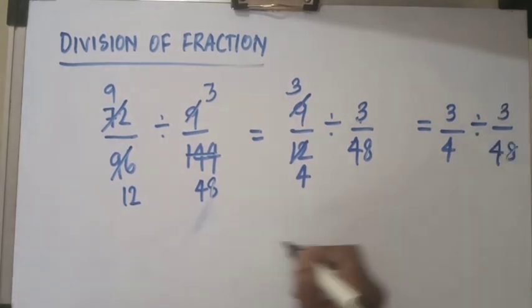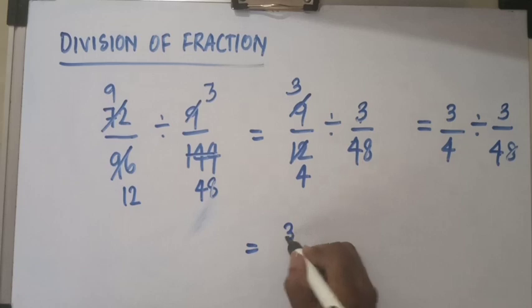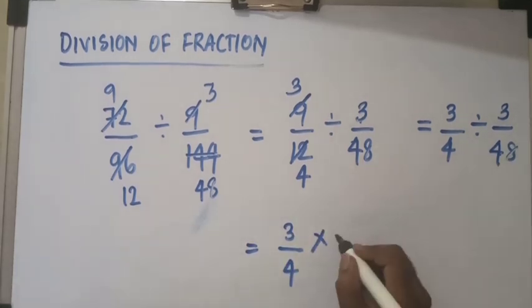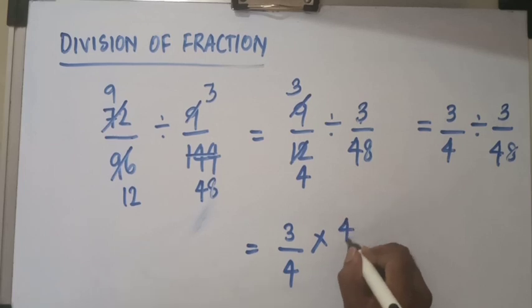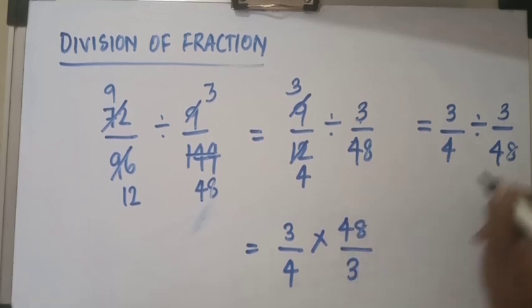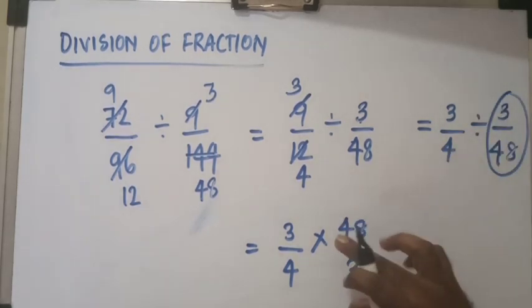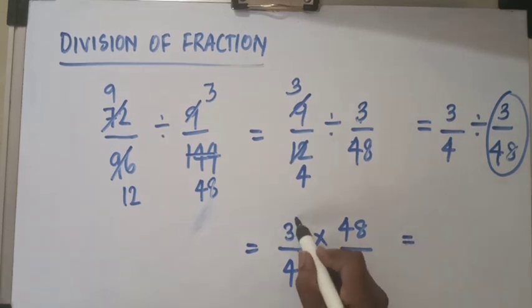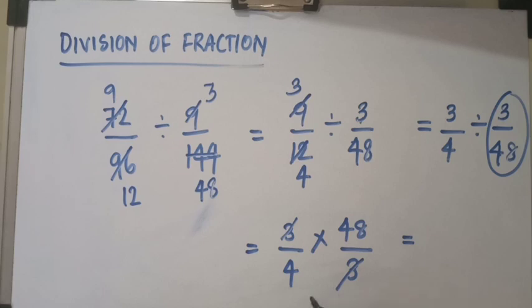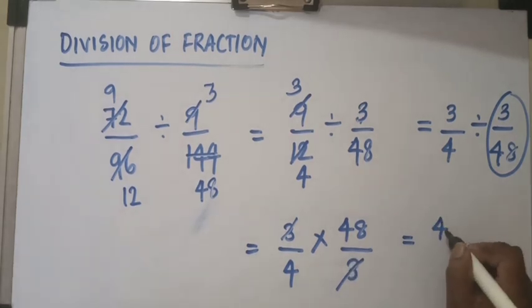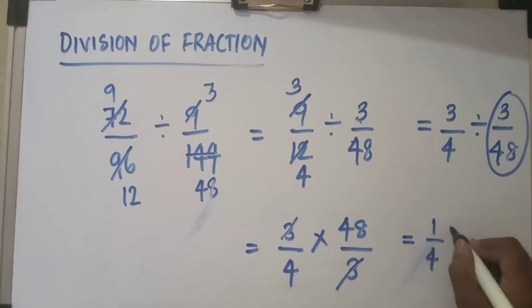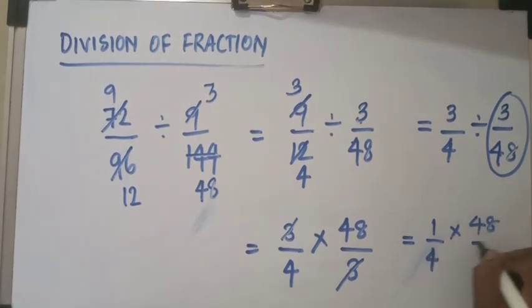So now what I do, children, I convert the division into a multiplication sign. And this 3 upon 4 becomes 48 upon 3. This gets reversed. The inverse of it has to be written. Then I'll be cancelling out 3 and 3. What I am left with is 1 upon 4 into 48 upon 1.